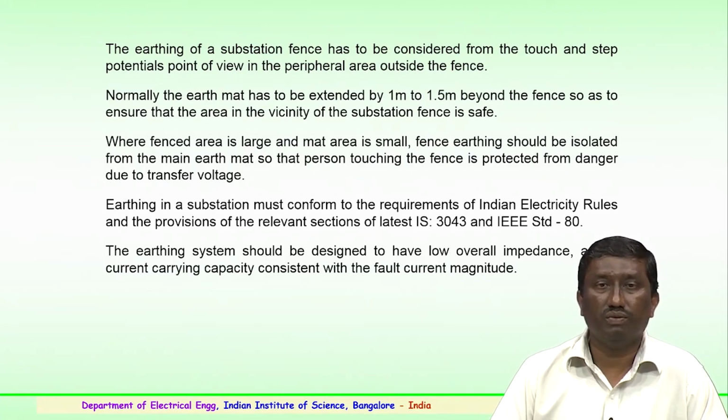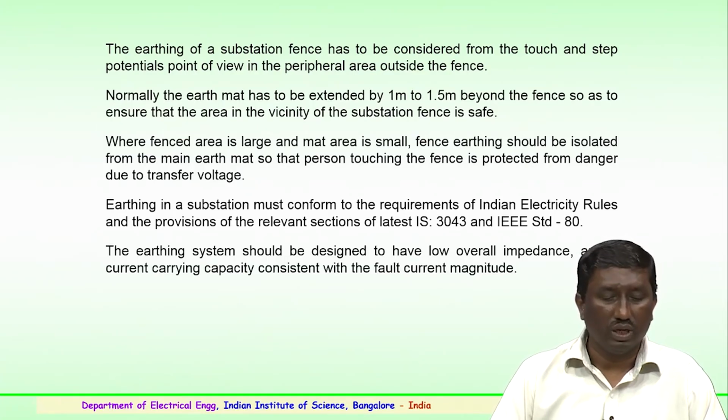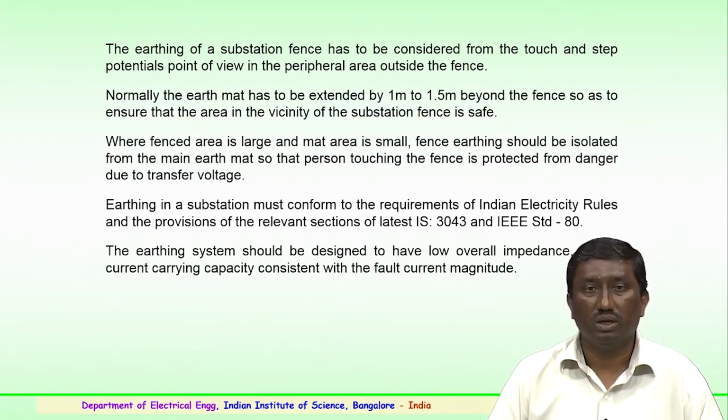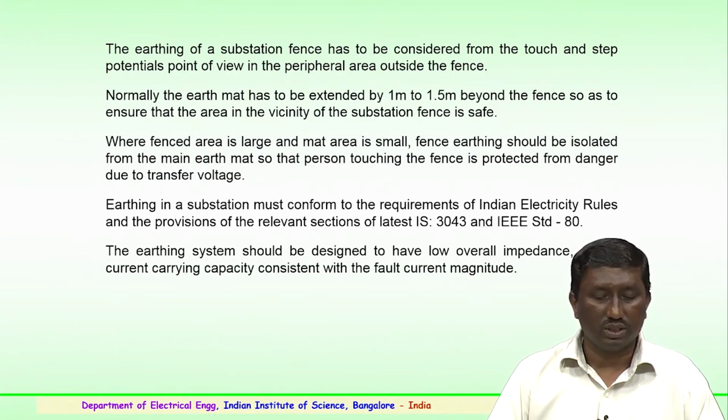So, when the fenced area is very large and the earth mat area is very small, the fence earthing should be isolated, very important, and separate from the main earth, that is, the main earth which is being connected to the equipments and the entire substation, so that the person touching the fence is protected from the danger due to the transfer of voltage or because of the step potential.